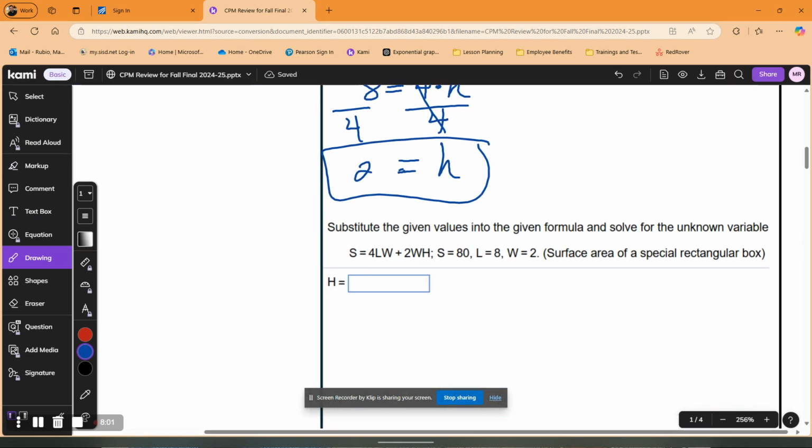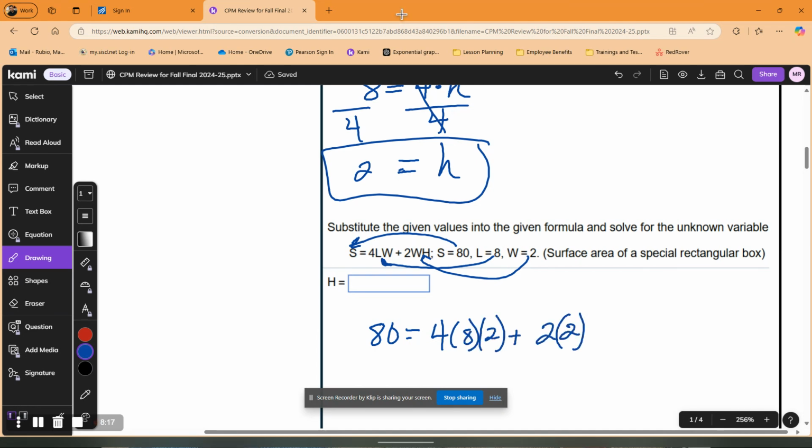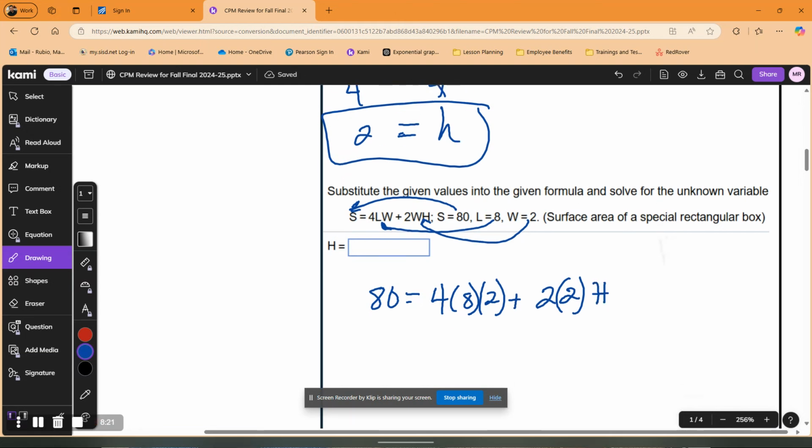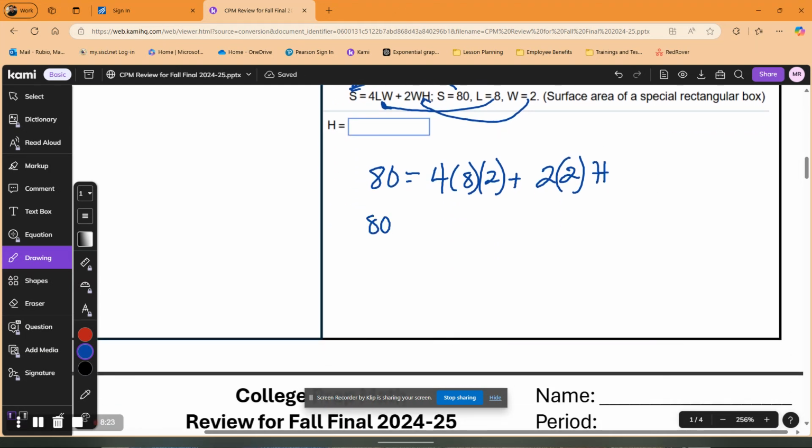This one's the same. You have given numbers. You're going to substitute them in. So 80 equals 4 times 8 plus 2 plus 2. W is 2. H is, okay, we don't know what H is, but we're going to figure it out. And now it's just order of operations kind of. 4 times 8 is 16 times 2 is 32 plus 4H.